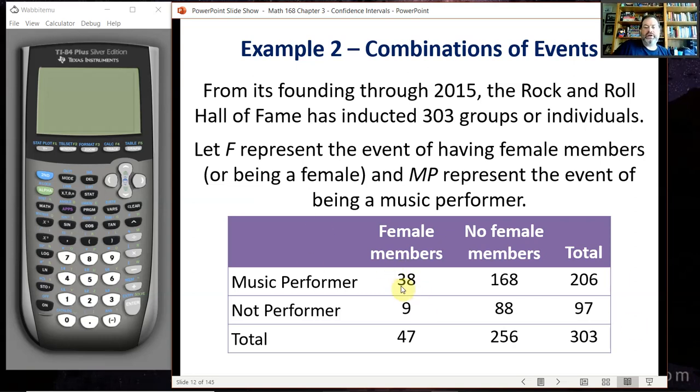So you can see 38 out of the 303 members are female music performers. 9 are female not performers. So that's things like songwriters, managers, things like that. And then no female members, 168 music performer. No female members, not a performer. So there's really only 4 sort of combinations of categories, right? There's 4 categories, so there's 4 ways to combine those categories together.